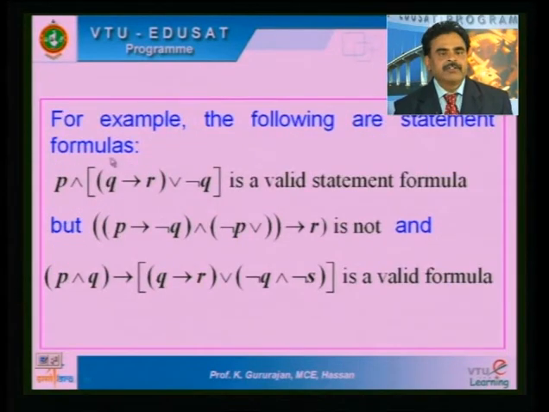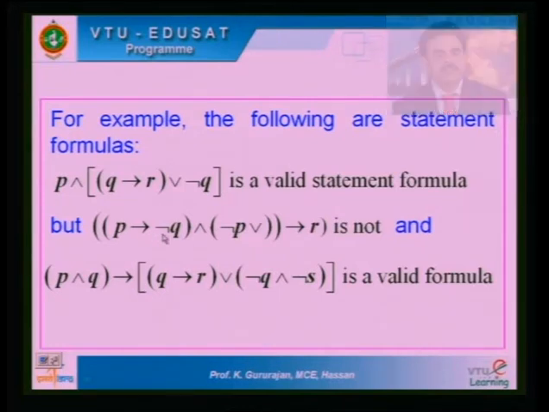For example, you can notice that this is a valid statement formula. Why is this a valid statement formula? How many propositions do I have? I have three propositions P, Q and R. Also I use some connectives: one sided implication, logical or, and then the negation operator. So, I have used four operators to form this. Also, we have got proper parentheses. From left 1, 2 and from right 1, 2. So, I claim that this is a valid statement formula. On the other hand, the one which is just given below is not a statement formula. Can you tell me why?